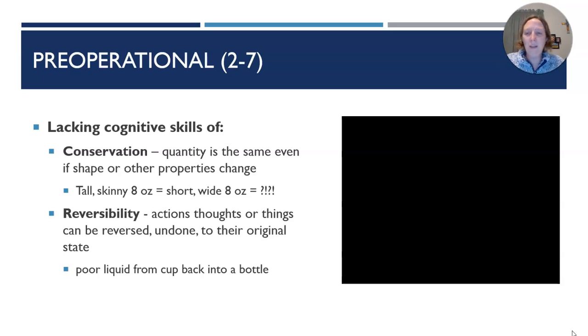They also struggle with the concept of reversibility, that actions, thoughts, or things can be reversed or undone back to their original state. Again, if you take that bottle and you pour it into a cup, they're not going to be able to understand that that cup of liquid could go back into the bottle. Or it could be something in terms of like math, that 4 plus 8 equals 12, but if you have 12 and you take away 8, that it equals 4. That's much too complicated for someone in the pre-operational cognitive stage.